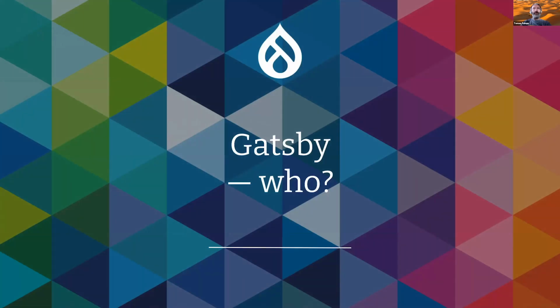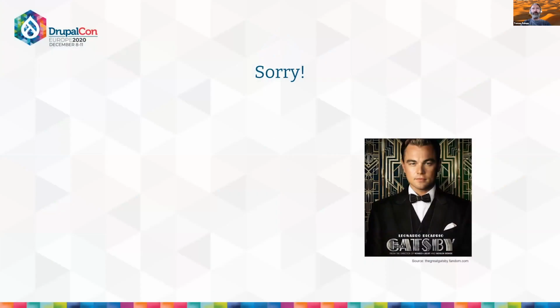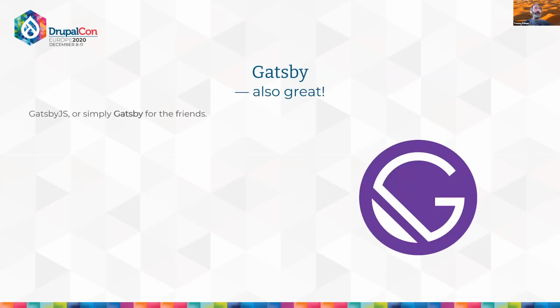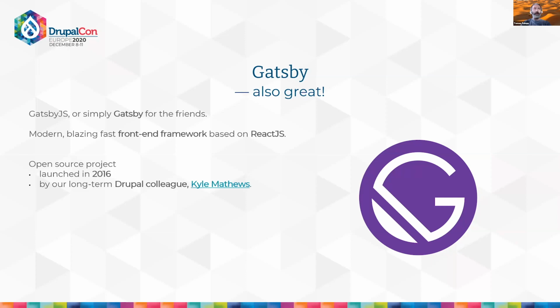So Gatsby, yeah, if you came here for Gatsby, that's not the right presentation then. We talk about another great Gatsby. It's Gatsby.js. It's basically a front-end framework, a very, very fast one. It's based on React.js. It was launched in 2016, not so long ago, actually by our Drupal colleague, Kyle Matthews. And it's a popular project on GitHub. It's one of the most popular Jamstack projects. I'll explain what Jamstack is in the next slide.